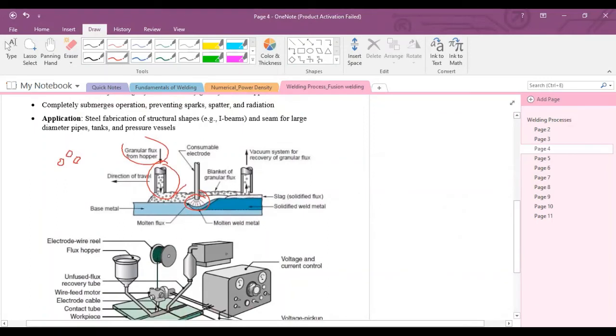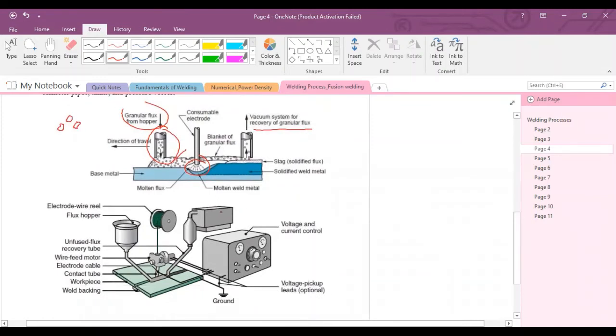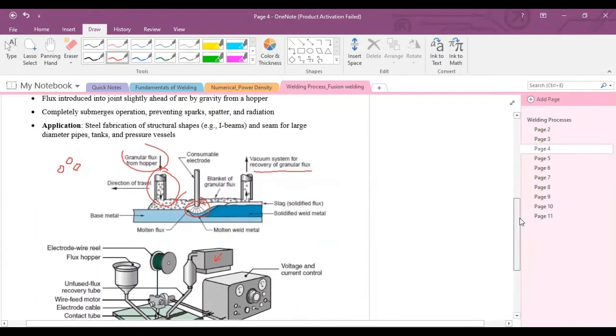On the other side of the flux, there is one recovery part, and it works like a vacuum cleaner. The lightweight granular flux will go back into the recovery hopper or recovery system. One pump is installed in it, and this pump will suck all the lightweight granular flux from the surface of the weld. Only heavy flux, or heavy granular stones or crystals, will be present over the surface of the metal pool.